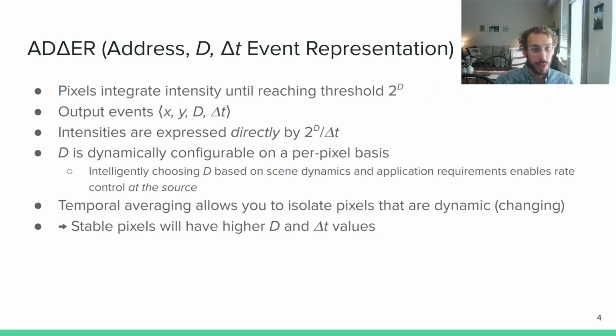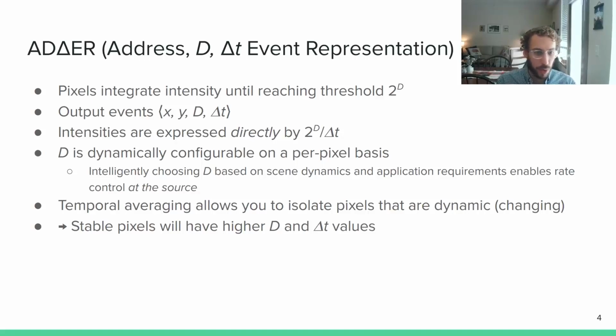And we do this with this ADDER representation, where we track each pixel independently and asynchronously from one another. We allow a pixel to integrate intensity until reaching a threshold 2 to the d. Once it reaches that threshold, we output a piece of data, what we call an event, that expresses what that value is. This event has the x and y coordinates, d, which is a decimation threshold, and delta t, how much time it took to accumulate that threshold. Then we reset that pixel's integration and start integrating again.